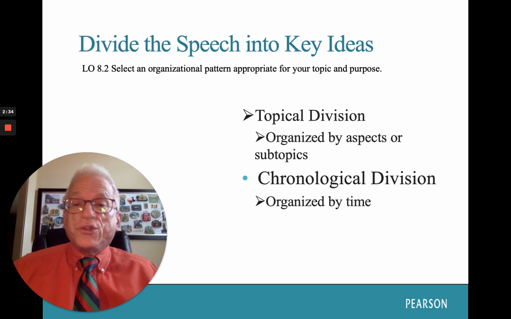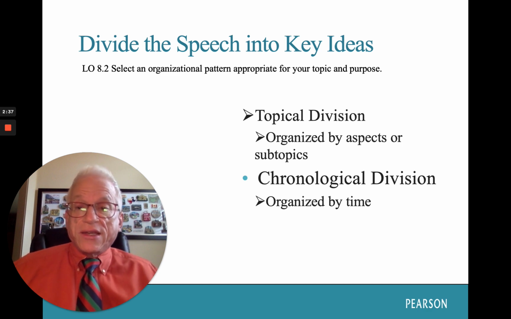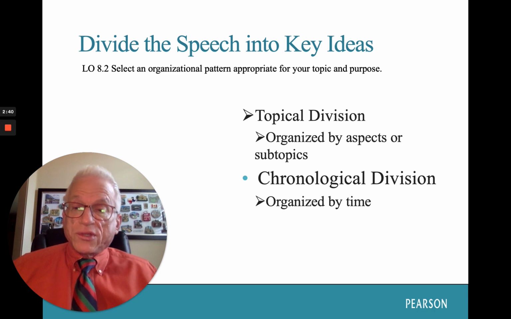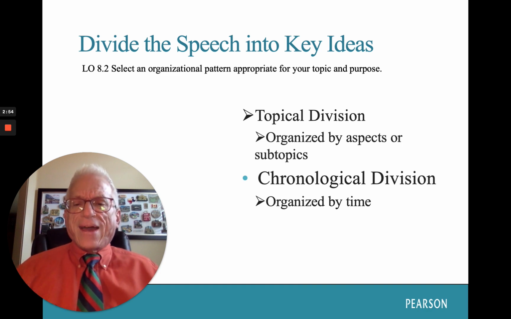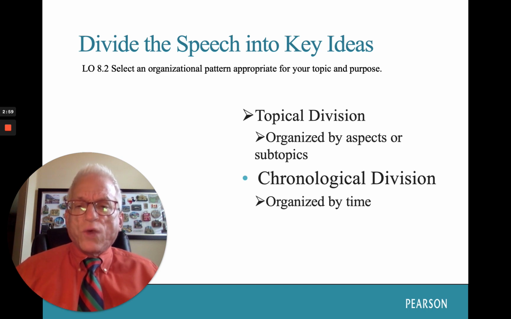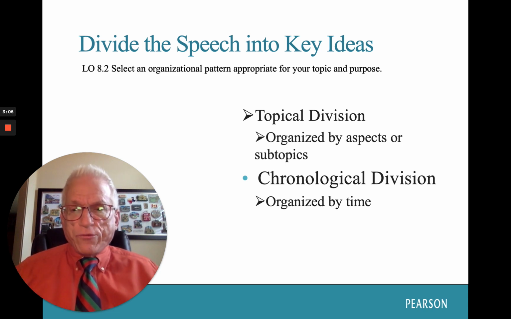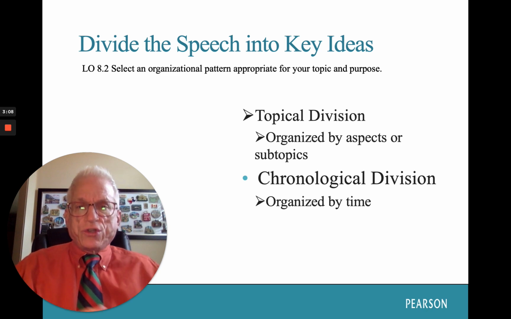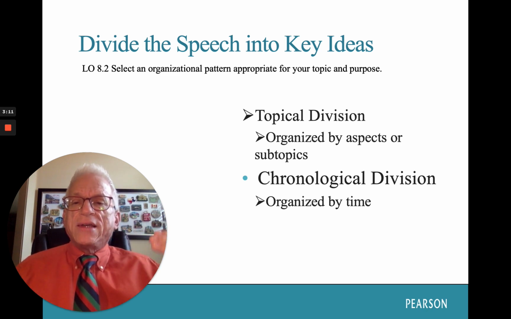So one of the things we want to do is think about how we're going to divide our speech into key ideas. One of the things we've talked about in this class, or at least I've talked about and your textbook talks about, is the idea of audience analysis. Everything we do is geared to the audience. So if your audience is hearing your informative speech for the first time, they need some kind of a pattern that they can follow. So organizational patterns give your audience a way to follow your speech. So if they know, because of your preview of your main points, that you've set up a topical division or a chronological division, then in their minds, they are following along using that pattern.